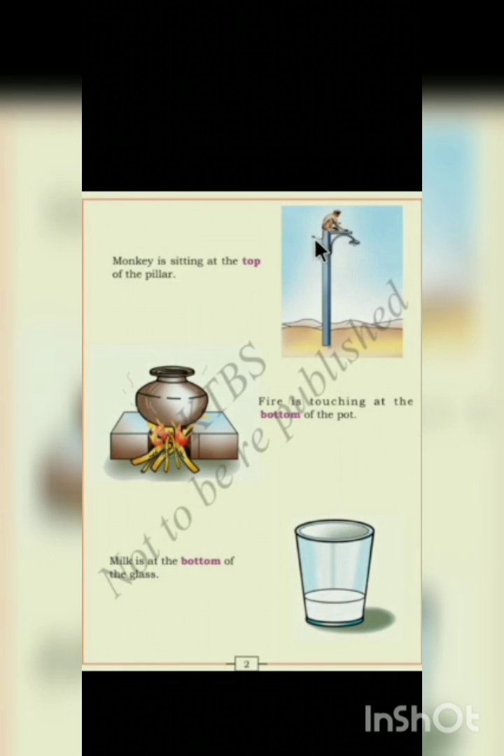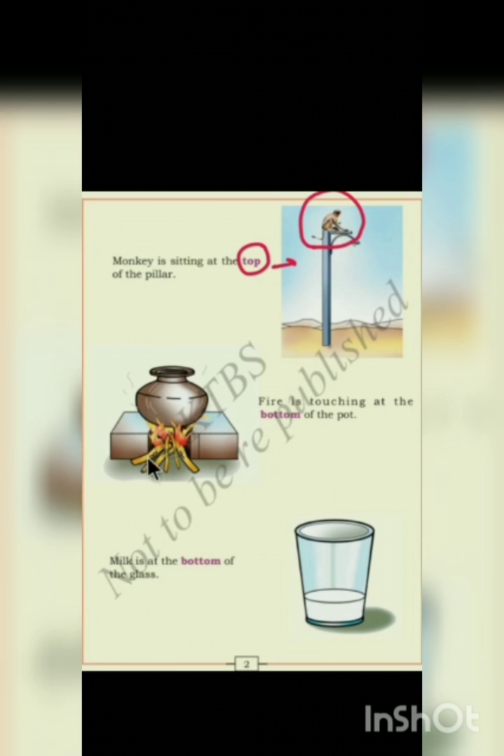You can see a monkey. Monkey is sitting at the top of the pillar. Where is the monkey sitting, children? Monkey is sitting at the top of the pillar. Here you can see the pillar.